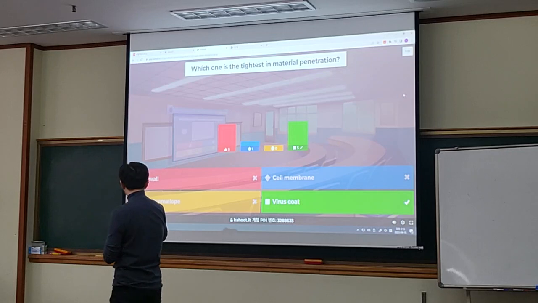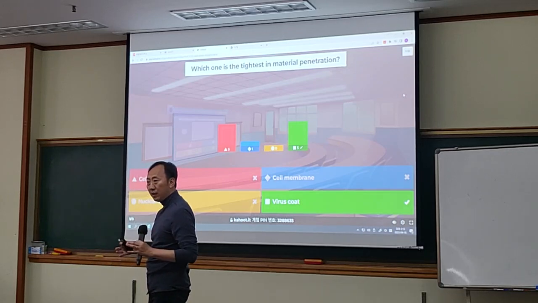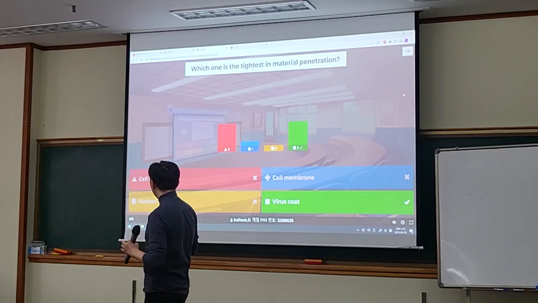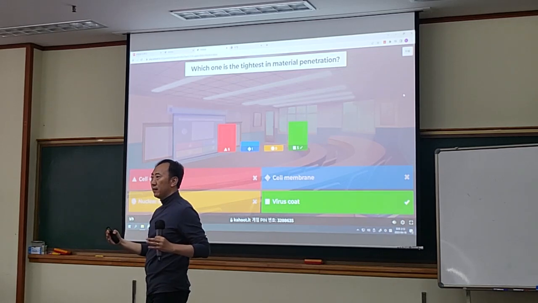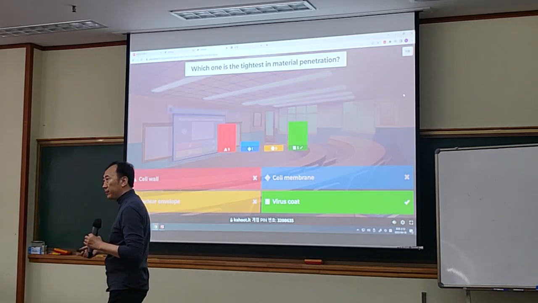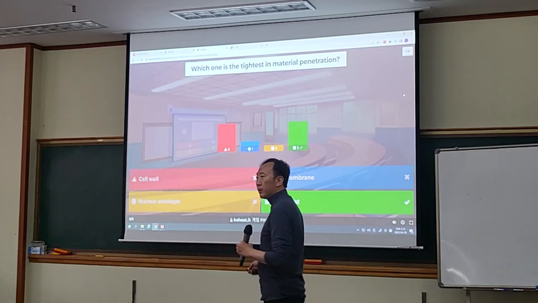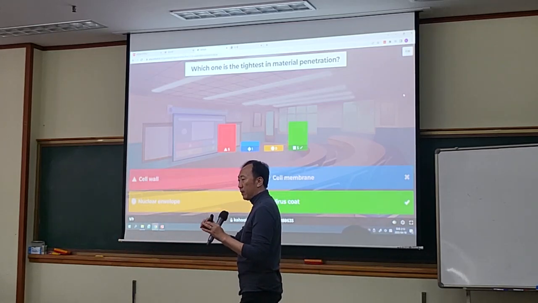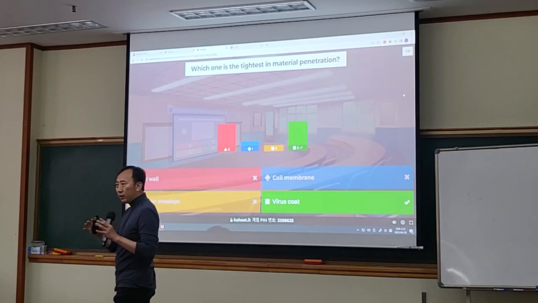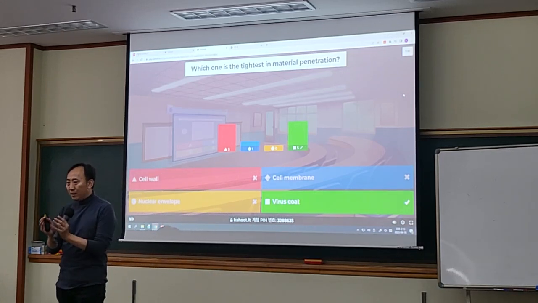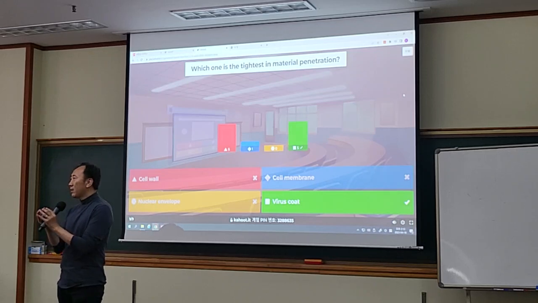Now, I said cell wall is very rigid, but that does not mean that cell wall is really tightly closed. I will show you the structure later. And virus coat. We don't call it a virus membrane. Virus surface structure is peptide or protein. It's kind of a seed. It protects the genetic material inside. That's why this material is quite well protected and they can survive for long.